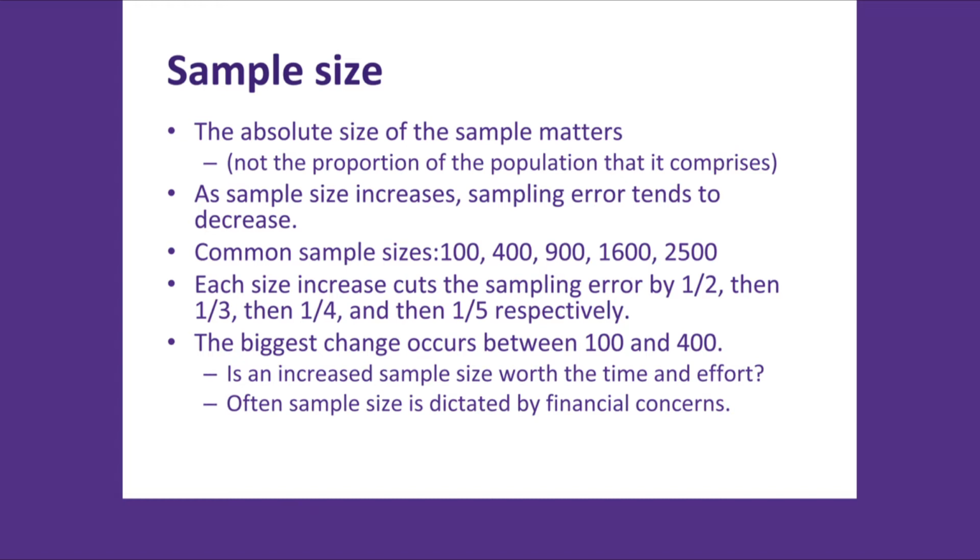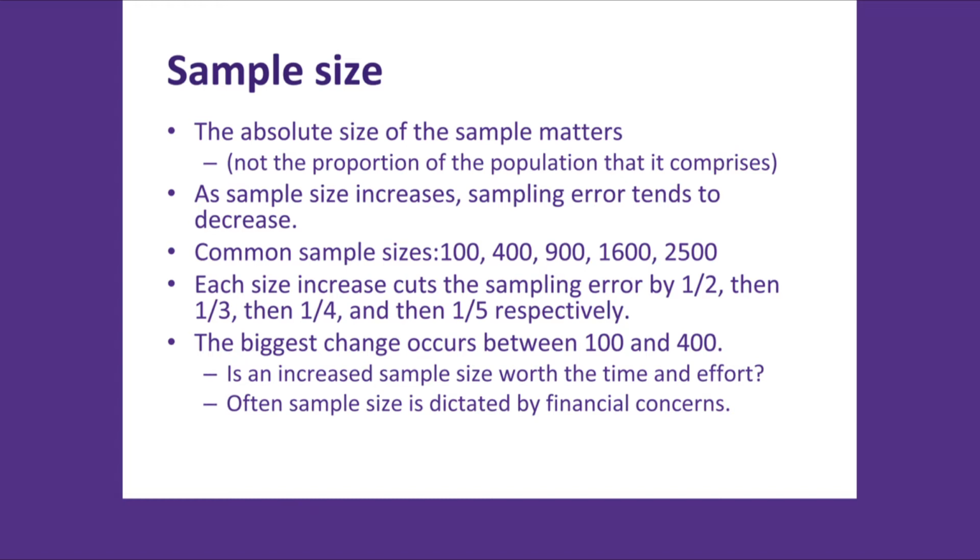So if we look at some common sample sizes of 100, 400, 900, 1600, 2500, each size increase cuts the sampling error by half, then by 1/3, then by 1/4, and then by 1/5 respectively. So the greatest difference, of course, is that jump between 100 and 400, where half of the sampling error is reduced, and that's pretty impressive.